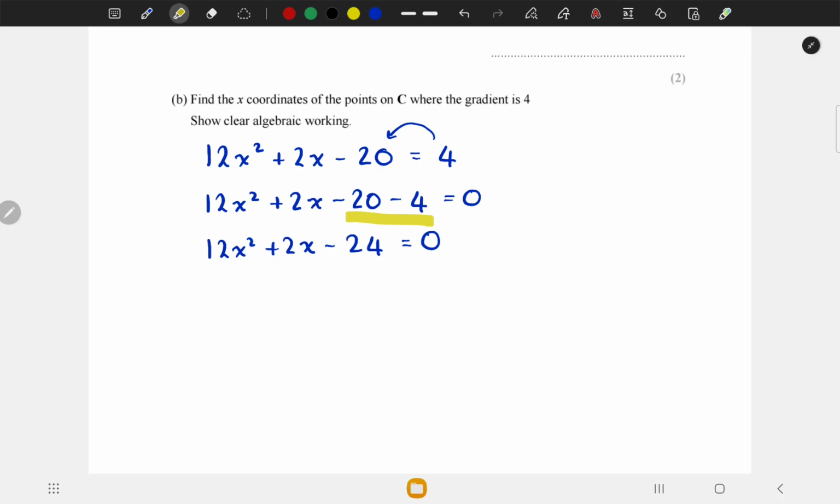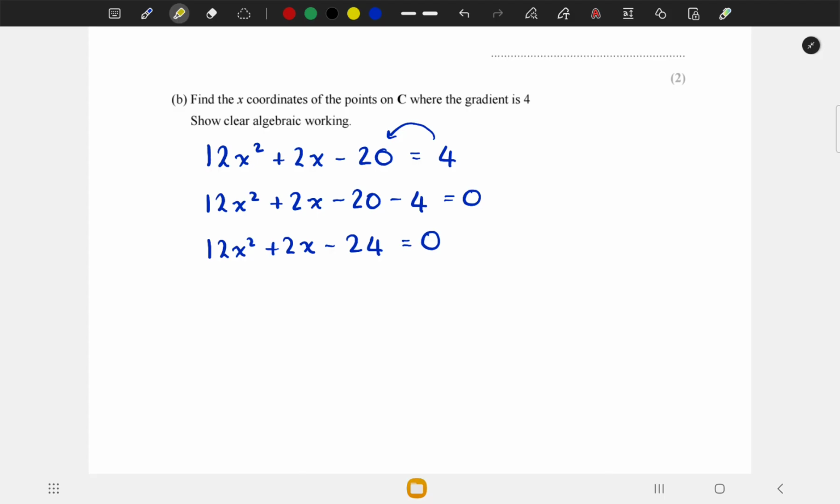But remember, whenever you look at a term, you look at it with the sign that comes before it. So this is not 20, it is negative 20. Negative 20 minus 4 gives us negative 24. Okay, now that we've equated it to 0, you use a method of your choice to solve the quadratic.